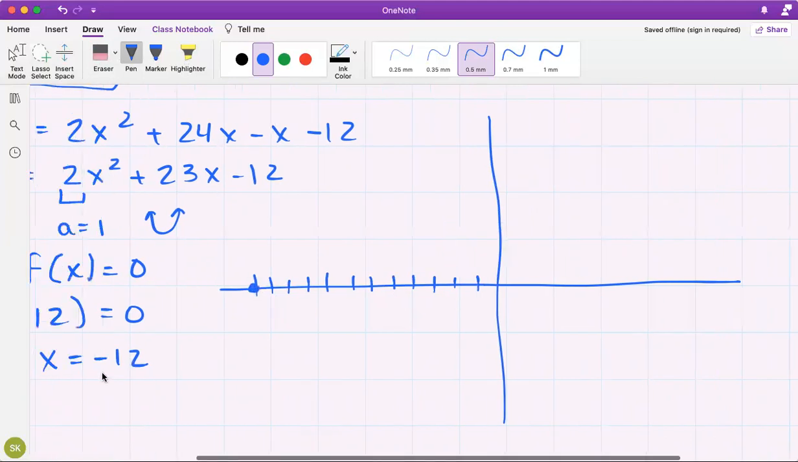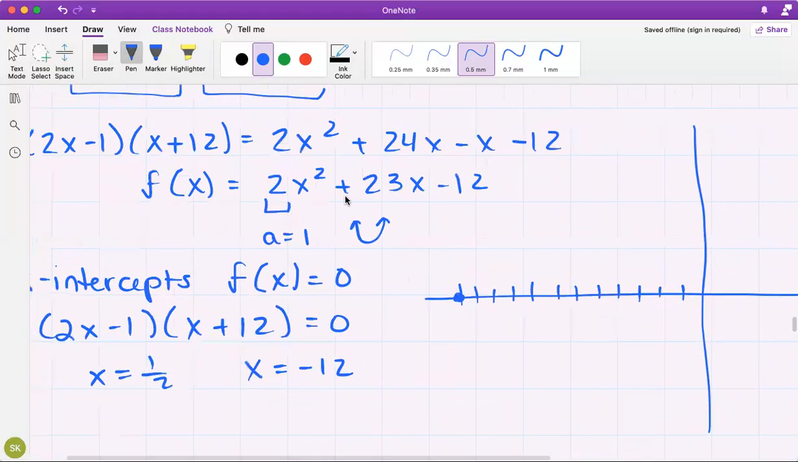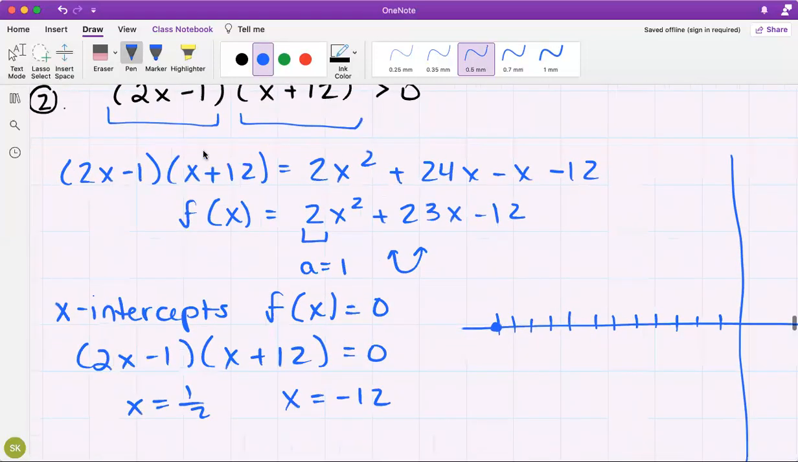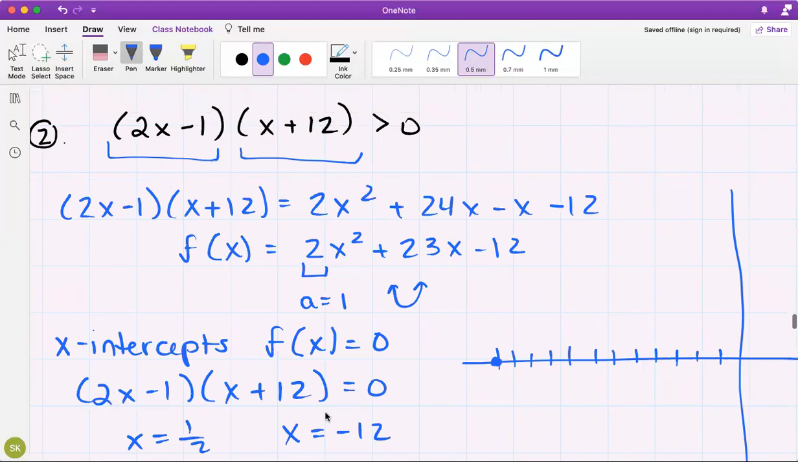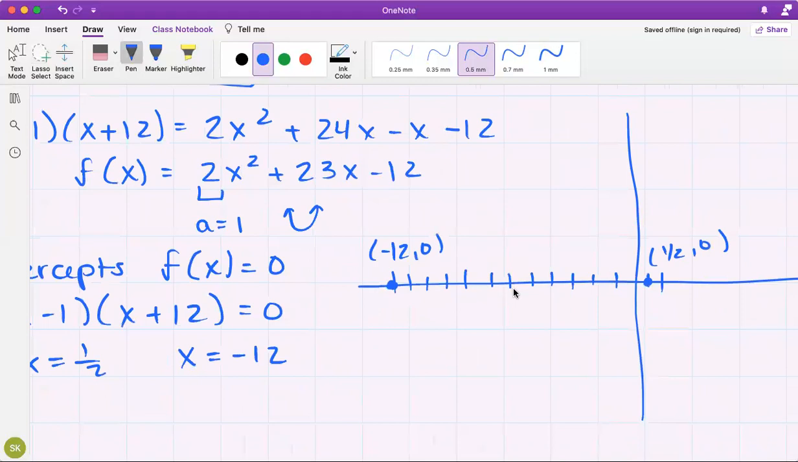Okay, we said that x equals negative 12 is one of the x-intercepts of this function, because this is the factored form. To find the x-intercepts, we just set this equal to 0 and we can factor it. But since we already know the factored form, I just wrote that here. And negative 12, 0 is one of the x-intercepts. The other one is 1/2. So if this is 1, this is a half. So it's 1/2, 0. So the graph goes through these 2 points.